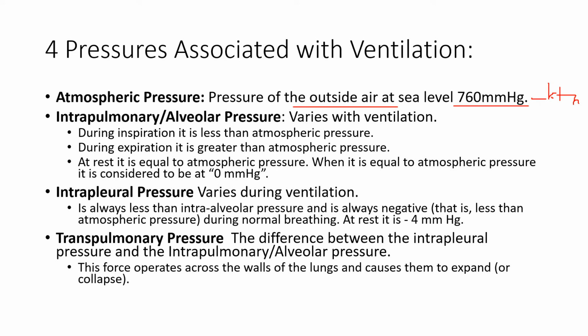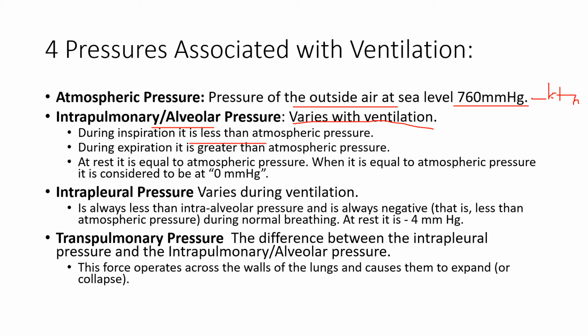We have our intrapulmonary pressure, or alveolar pressure, which is the pressure that's in the lungs, which will vary with ventilation depending on the cycle. During inspiration, it is less than atmospheric pressure. When the pressure is lower than atmospheric pressure, it allows air to flow into the lungs. If it's less than atmospheric, the pressure in the atmosphere will be higher and the pressure in the lungs will be lower. Pressure moves from high to low, so air flows into the lungs.